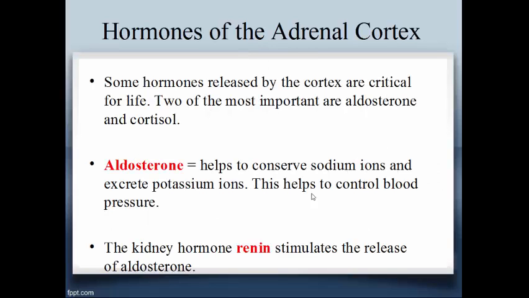All right, next we'll talk about the hormones of the adrenal cortex. Now these are critical for life, and the two most important of these are aldosterone and cortisol. Aldosterone will help conserve sodium ions and help to excrete potassium ions. This helps control blood pressure. It also goes back to regulating the function of the neurons. Remember, you need sodium and you need potassium for those to work properly. And what helps to control how much aldosterone is released is a hormone from the kidney called renin.